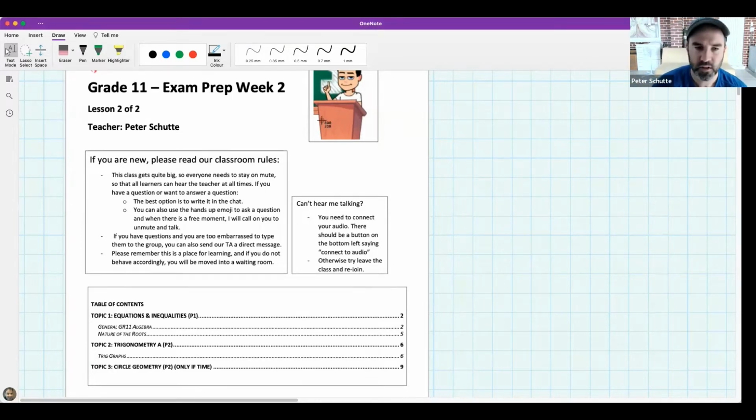Did I lose someone there? Lebo, if I could just ask you to take a screenshot. Can you see the poll? If you could just take a screenshot, maybe on your side of the poll. Okay.